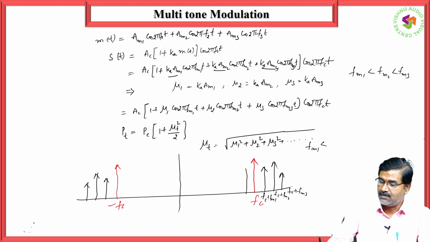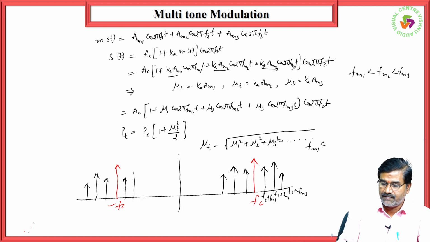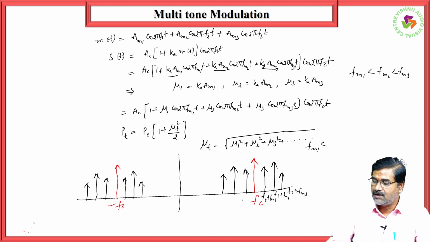Similarly, you will have the lower sideband frequencies. However many components there are, that many delta functions will be generated. So now this is fc minus fm1, fc minus fm2, fc minus fm3, and so on.